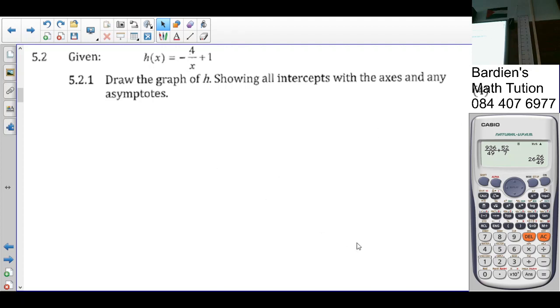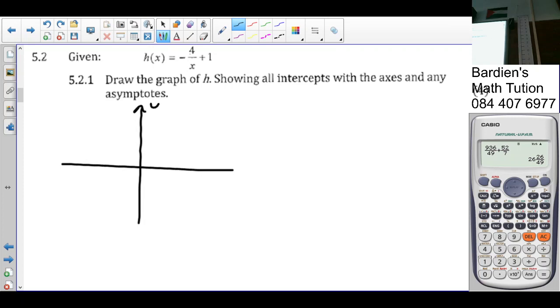So we know that this graph has two asymptotes. There's a horizontal and a vertical asymptote. There's y, x. So what's the equation of the horizontal asymptote? Y is equal to 1. The vertical asymptote? X is equal to 0. So it's actually the y-axis that's an asymptote. Not so? So this is negative.